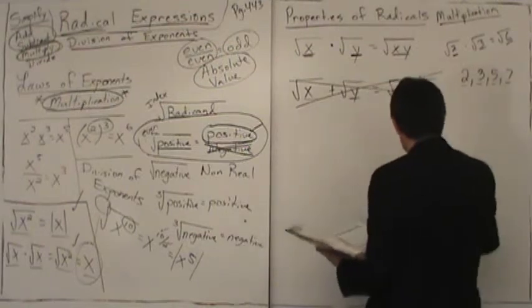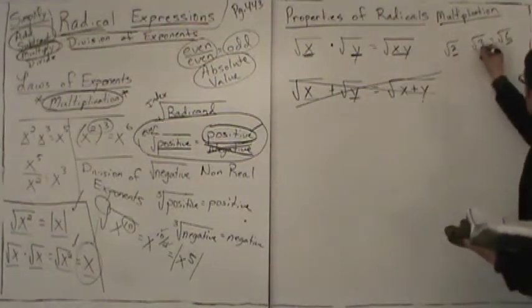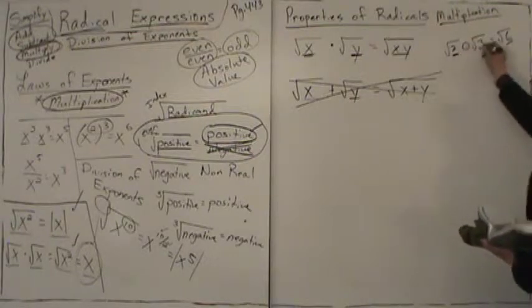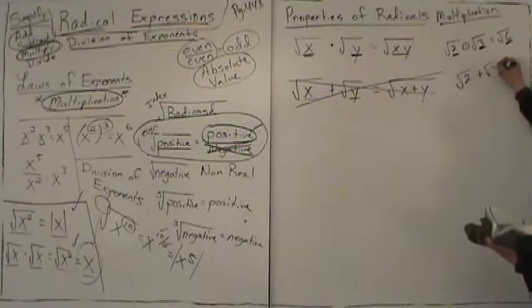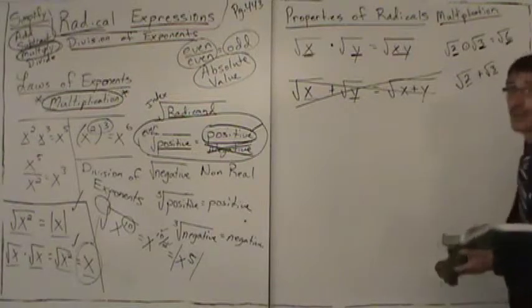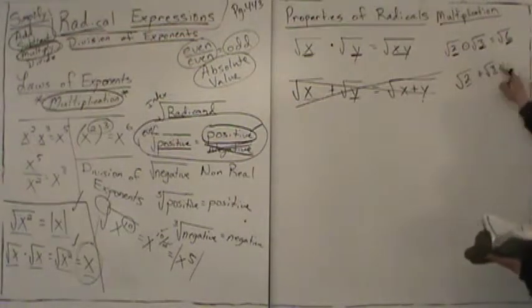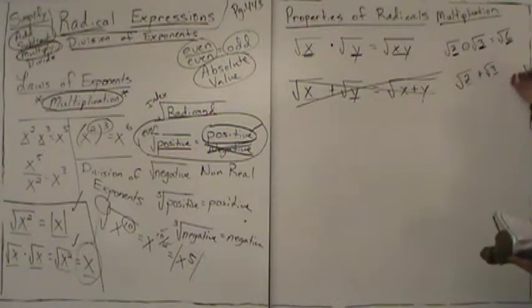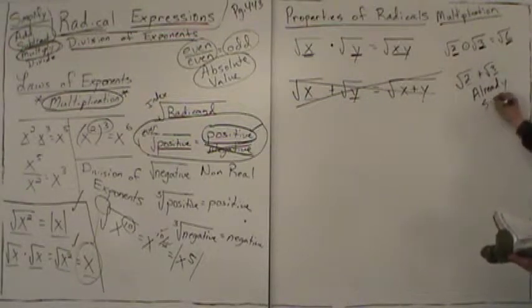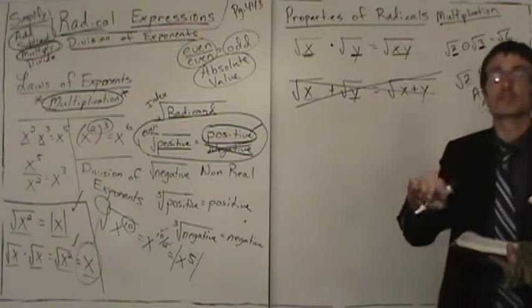So, looking up top, we say the root of 2 multiplied by the root of 3. Can we multiply the 2 and the 3 and get 6? Yes. However, what is the root of 2 plus the root of 3? Can we add the radicands together? No. So we say that this is not equal to the root of 5. There's nothing we can do with this. We cannot add the 2 and the 3, so we say that this is already simplified. There's nothing you can do. Remember that simplify means to add, subtract, multiply, and divide.